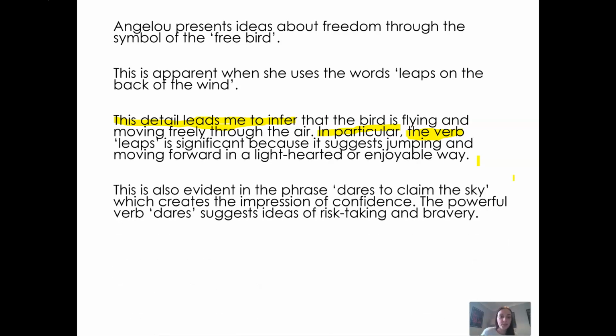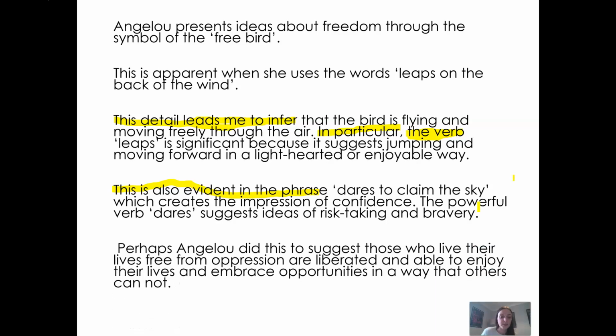Step 4. Now, I have decided here to add in a little bit more, this is still step 3, to include another example to build on my analysis. So I've said that this is also evident in the phrase, dares to claim the sky, which creates the impression of confidence. The powerful verb dares suggests ideas of risk-taking and bravery. Okay, now I can go to step 4.